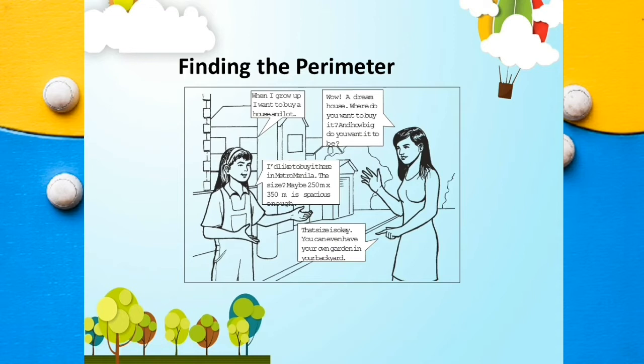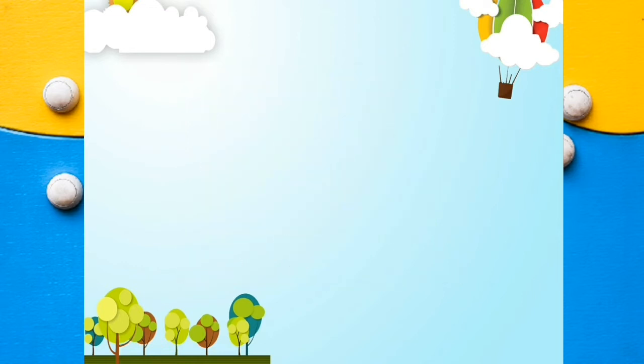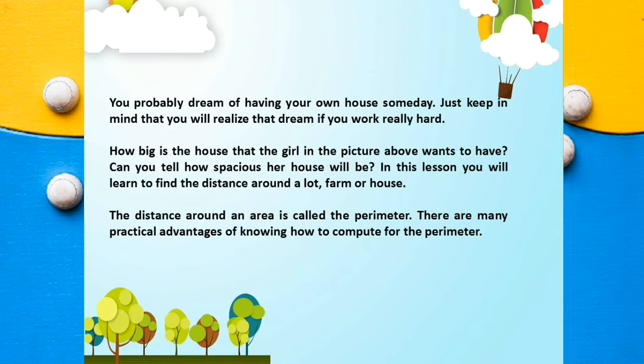I'd like to buy it in Metro Manila. The size may be 250 meters by 350 meters, which is spacious enough. That size is okay. You can even have your own garden in your backyard. So you probably dream of having your own house someday. Just keep in mind that you will realize the dream if you work really hard, of course.